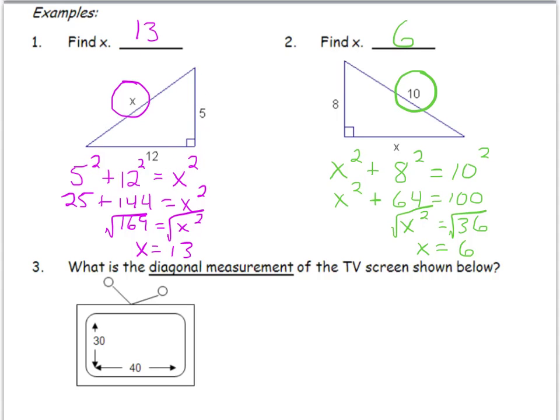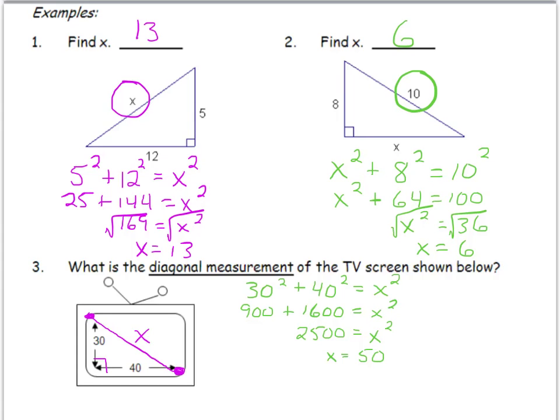So number 3 says, what is the diagonal measurement of the television screen shown below? So what we're trying to figure out is this measurement here. I know that the length of my television is 40 and the width of my television is 30. So I want to find out what the hypotenuse is. Let's go ahead and use the Pythagorean theorem and solve that. Do that for me. Pause, and when you're set, go ahead and start it up again.